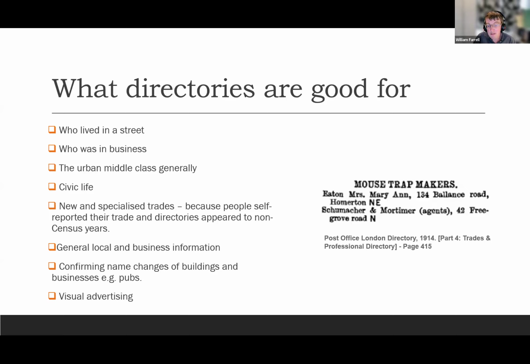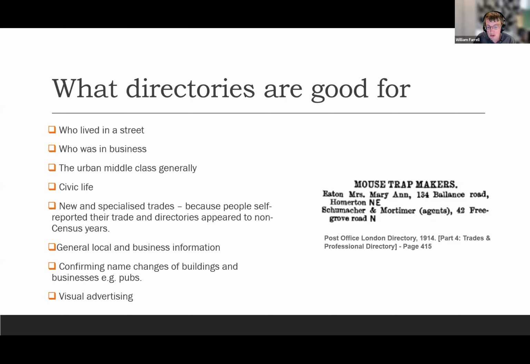Some people have used them to confirm name changes for buildings and businesses. They're particularly good for the history of pubs and theatres, which have changed their name many times over the years. If you combine them with a map, like the Ordnance Survey map, they're quite good for confirming what the name was in the 1890s, for example.